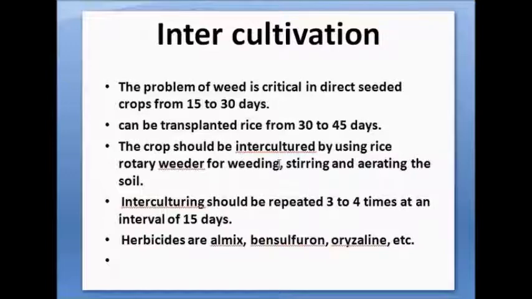If you have to remove weeds, rotary weeder means a wheel is there and that is moved between the rows. That will also make aeration. So maximum 4 interculturing can be given at 15 days interval.